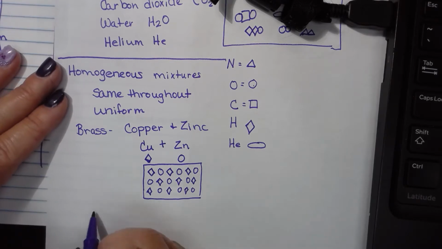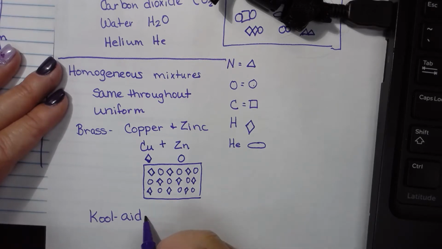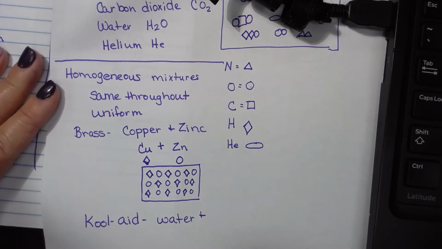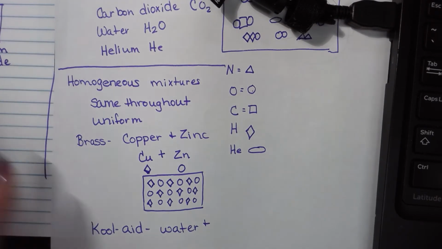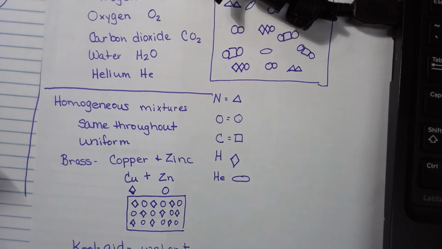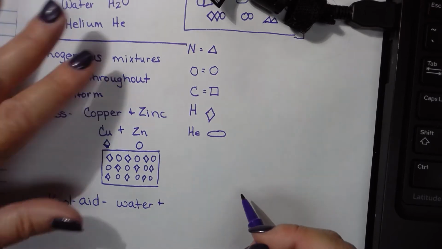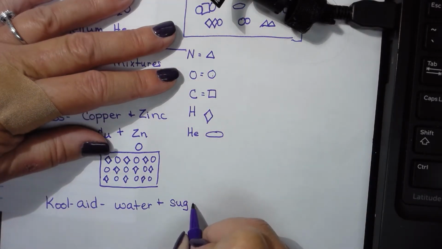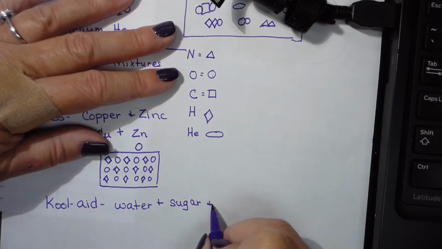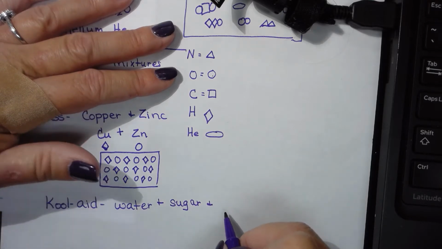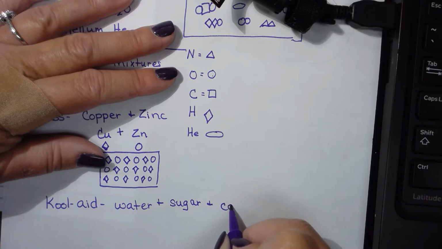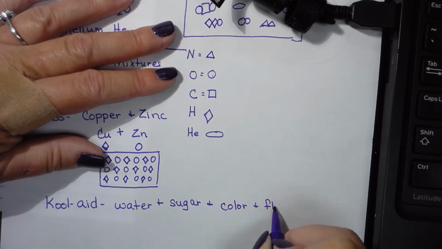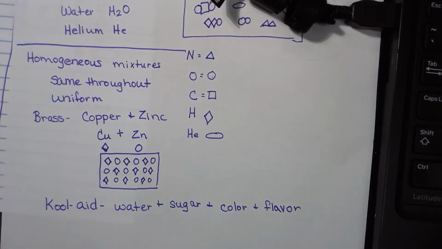One that I like to use is Kool-Aid. If I make a pitcher of Kool-Aid, Kool-Aid is made of water, which is a compound, and sugar. So let's think about this a little bit. Water and sugar, which is another compound. And then it's also got a bunch of other things, like the flavoring. So let's just put color and flavor. Whatever the stuff is that's in that packet, it's got more than one substance in it. It's a combination in itself.